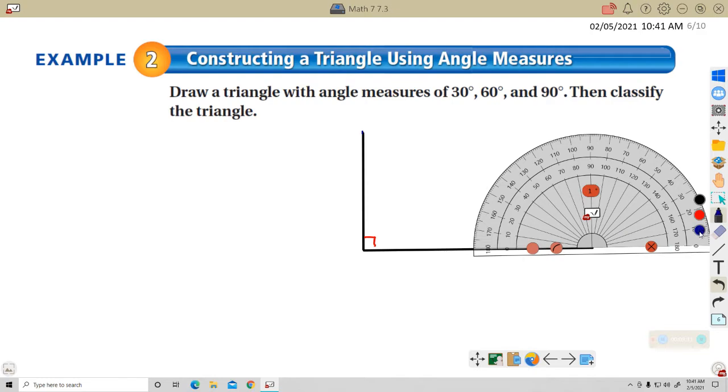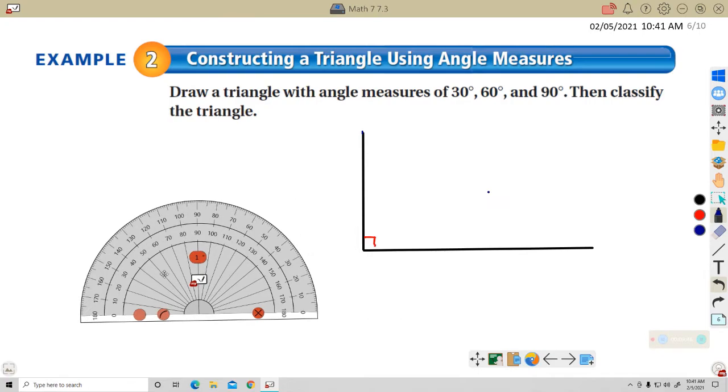Then I'm going to make a mark here at 30. So I'm going to go this way this time, right? I'm going this way. So here's 10, 20, 30. So I'm going to follow this line. The 30 goes up to where it says 150 here. Make a little mark there. Move this out of the way.